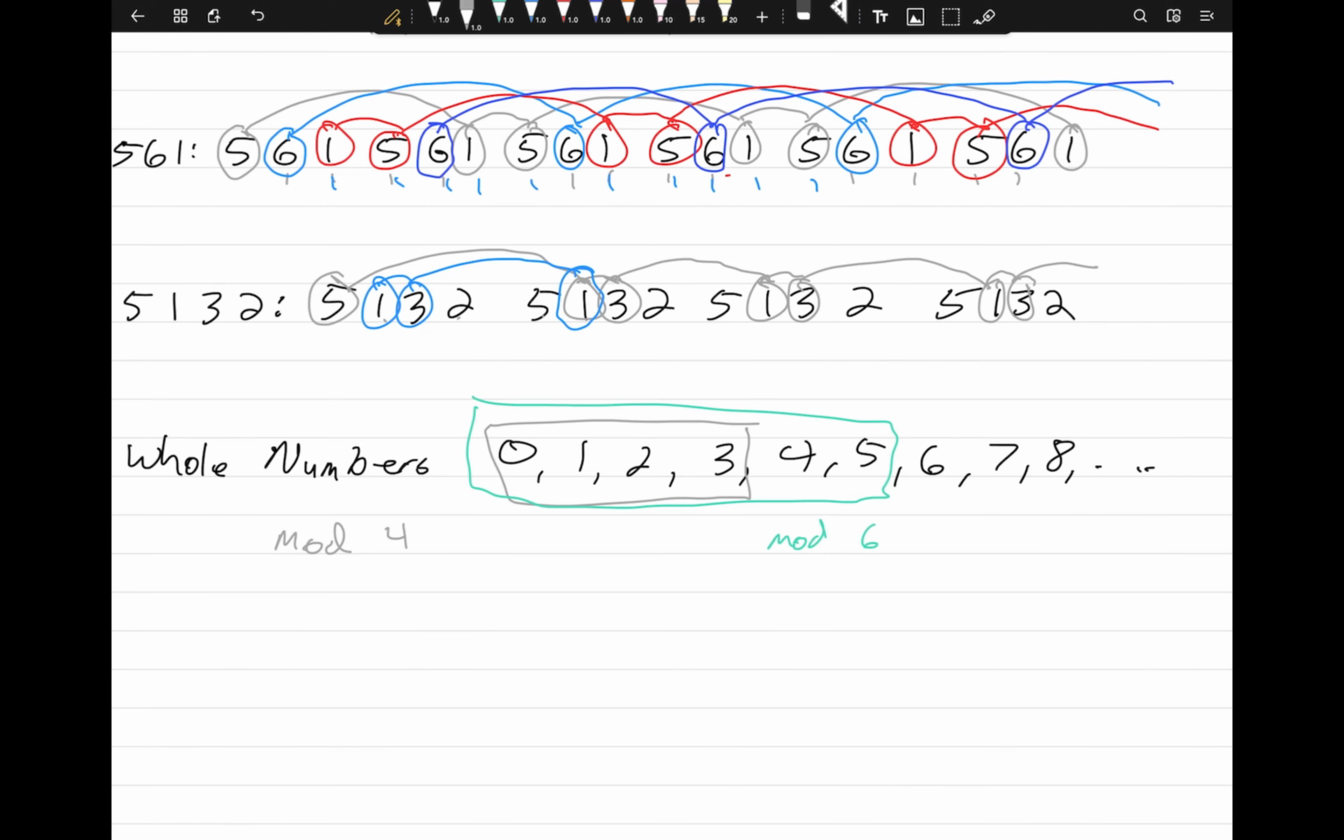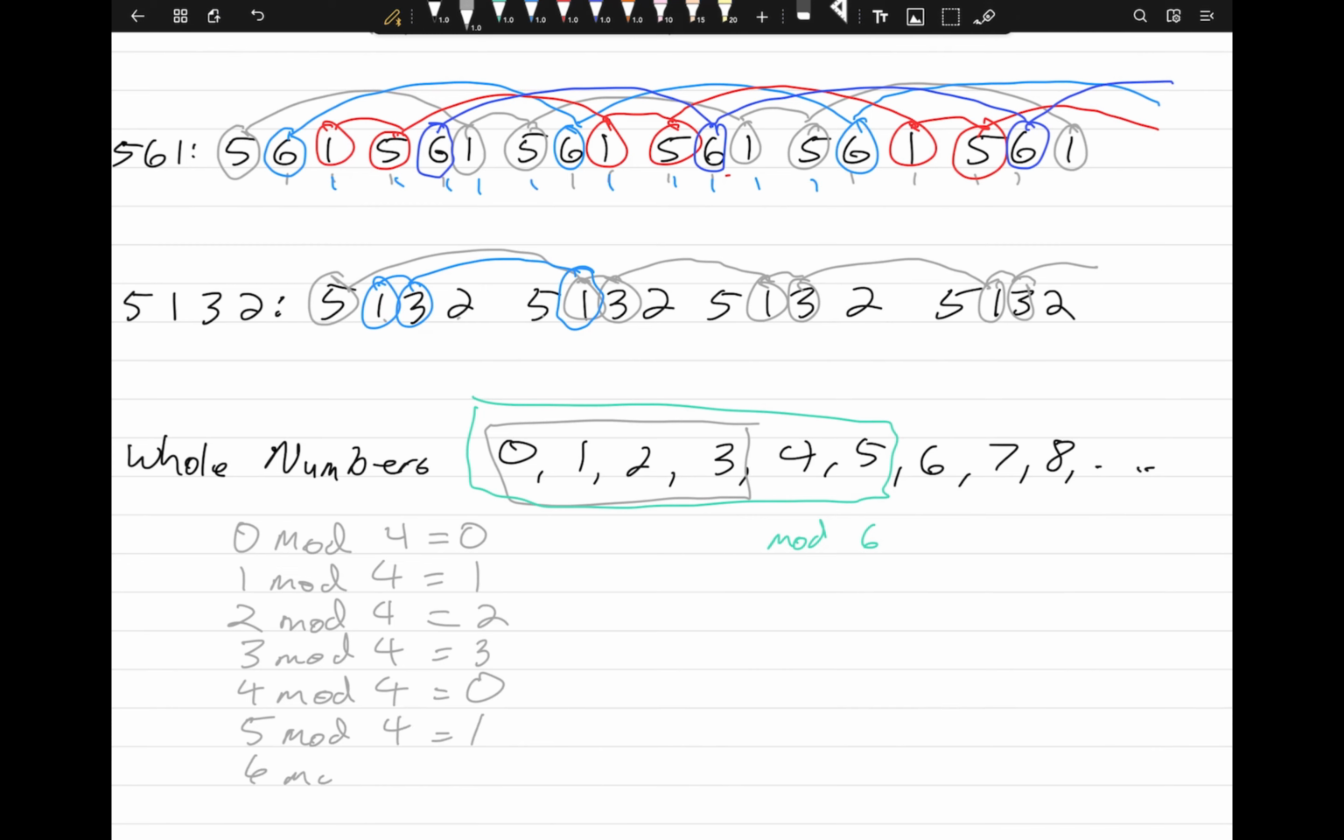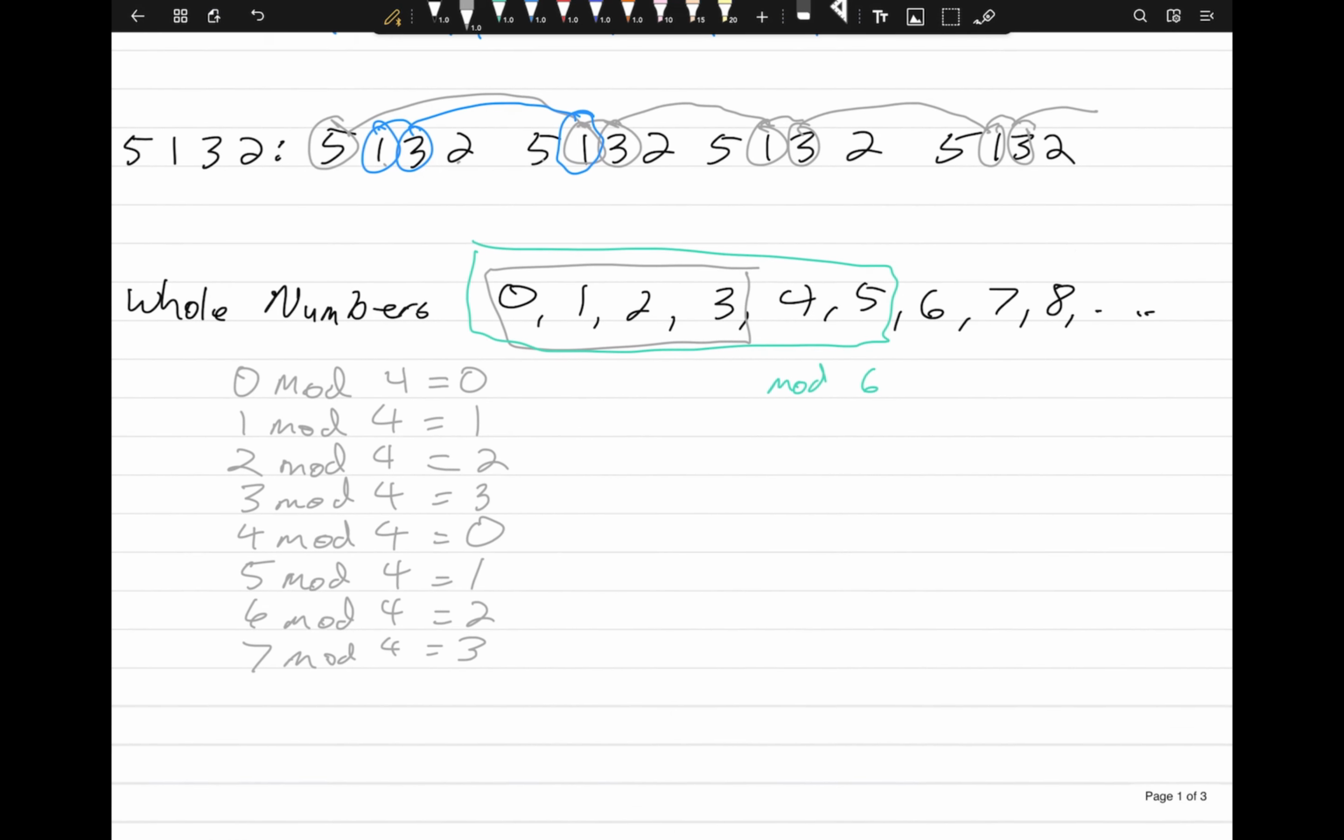Okay, so 0 mod 4 would just be 0. 1 mod 4 would be 1. 2 mod 4 would be 2. 3 mod 4 would be 3. But then once I run out of numbers, right, because in mod 4 I'm only allowed to use 0, 1, 2, and 3, I start back over at the beginning. So 4 mod 4 would be 0. 5 mod 4 would be 1. 6 mod 4 would be 2. 7 mod 4 would be 3. And 8 mod 4 would be 0, right? Because I ran out of numbers again.